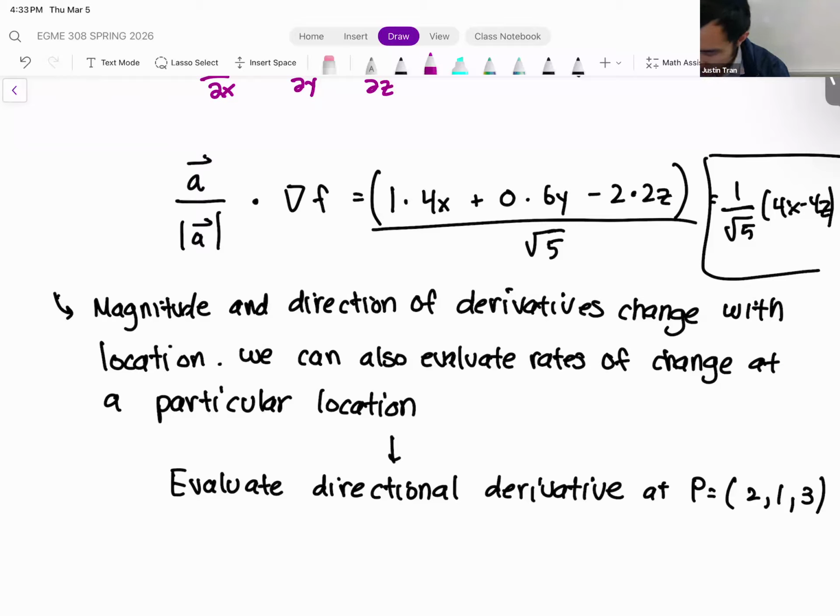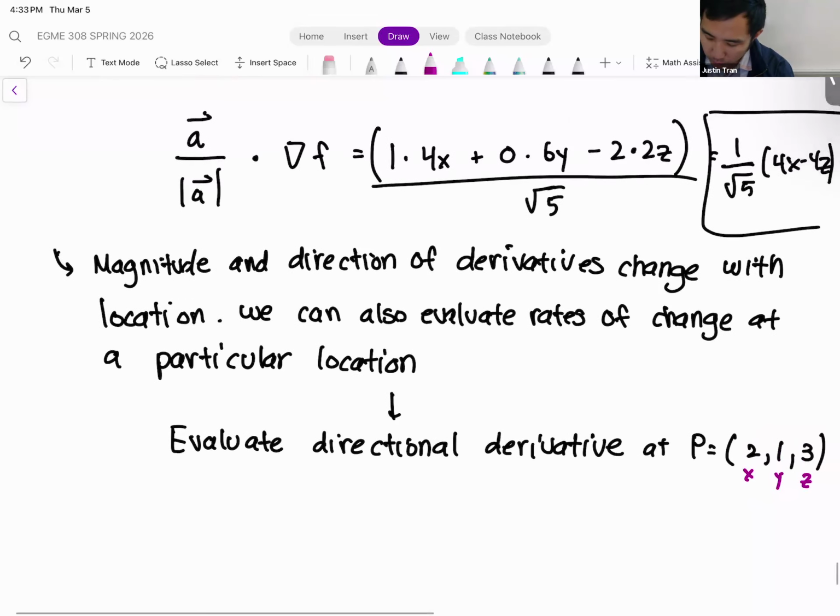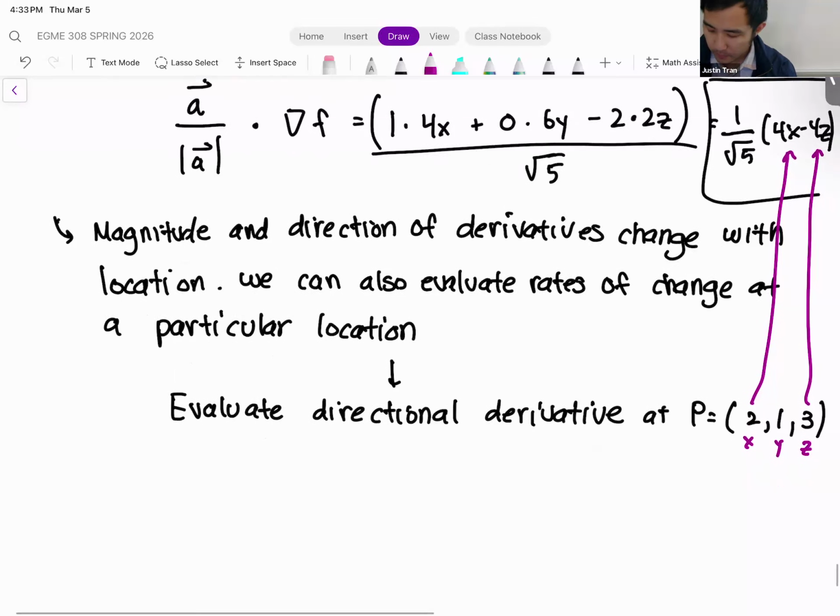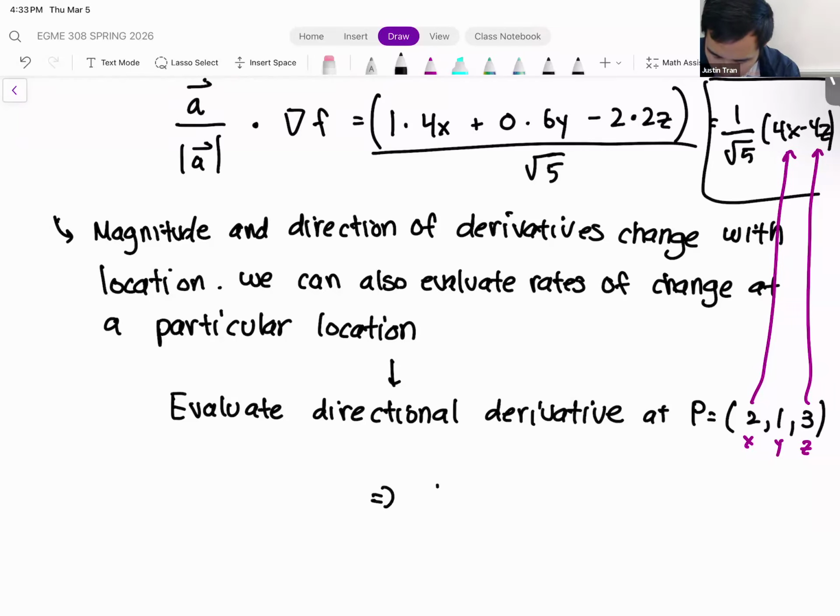All right, so let's just go ahead and plug it in. Our value for x here is 2, our value for y here is 1, and our value for z here is 3. So we go ahead and plug those in. We plug in 2 in here. We plug in 3 in there. All right. And so we do that, and we just punch it into a calculator. We get a rate of change of 1.789.